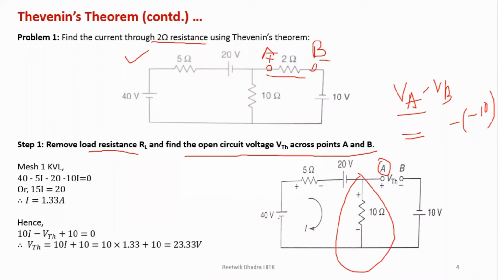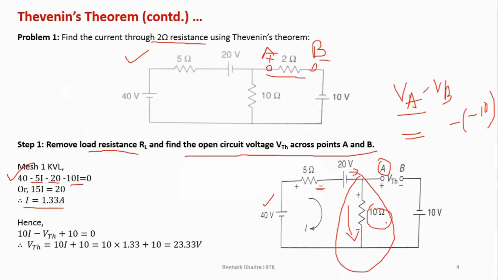So can I write KVL here? It comes out of positive, so plus 40. For a resistance, current comes out of minus, so minus 5 into I, minus 5I. From the voltage source, coming out of the minus sign, so minus 20. From this resistance also, the current comes out from the minus sign, so minus 10I. From this you can solve for I. So I is equal to 1.33.